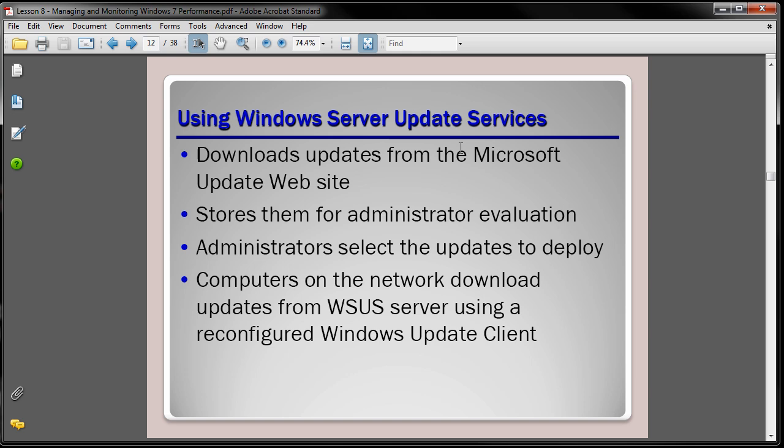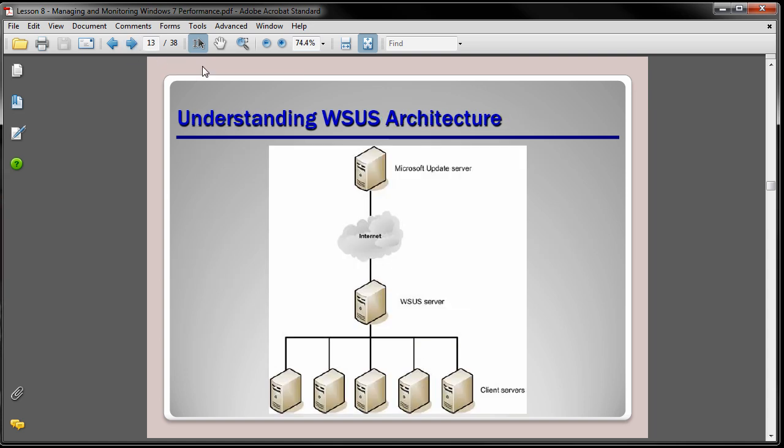Computers on the network download updates from the WSUS server using the reconfigured Windows Update client. Consequently, we're going to configure the client to point towards the update server versus going out to the web, again reducing bandwidth and reducing time to update. And of course, we're going to know that the computer got updated, that if it was an update that secured a vulnerability in our client operating systems, it got done.